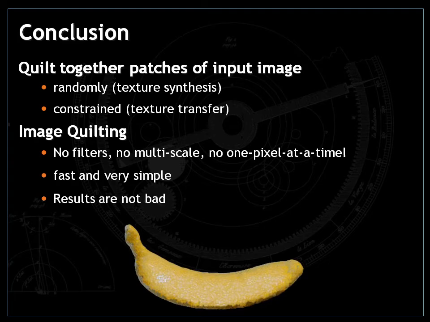So, to conclude, we quilt together patches of input image. If we do this randomly, we get texture synthesis. If we do this constrained, we get texture transfer. So image quilting uses no filters. It is not multi-scale. It doesn't even do the pixel at a time thing. And it's fast, it's very simple, and the results are not bad.